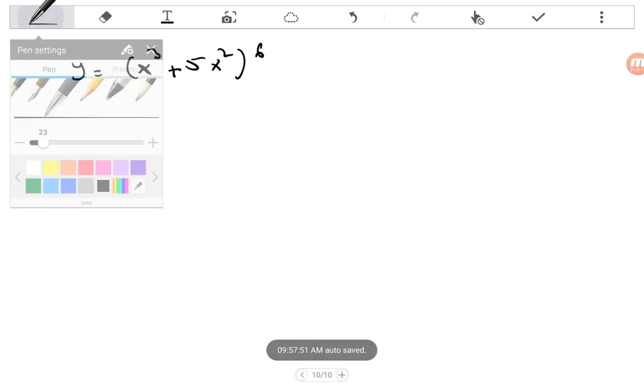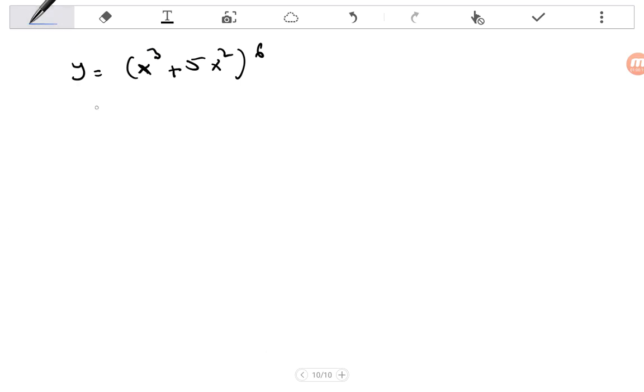Now what if I need to find the derivative of this function? For example, y is equal to x cubed plus 5x squared, all to the power 6. What is the outer function in this case? What would be the last operation when you need to calculate this expression? You would make it power 6. That is the last operation, so that is the outer function.